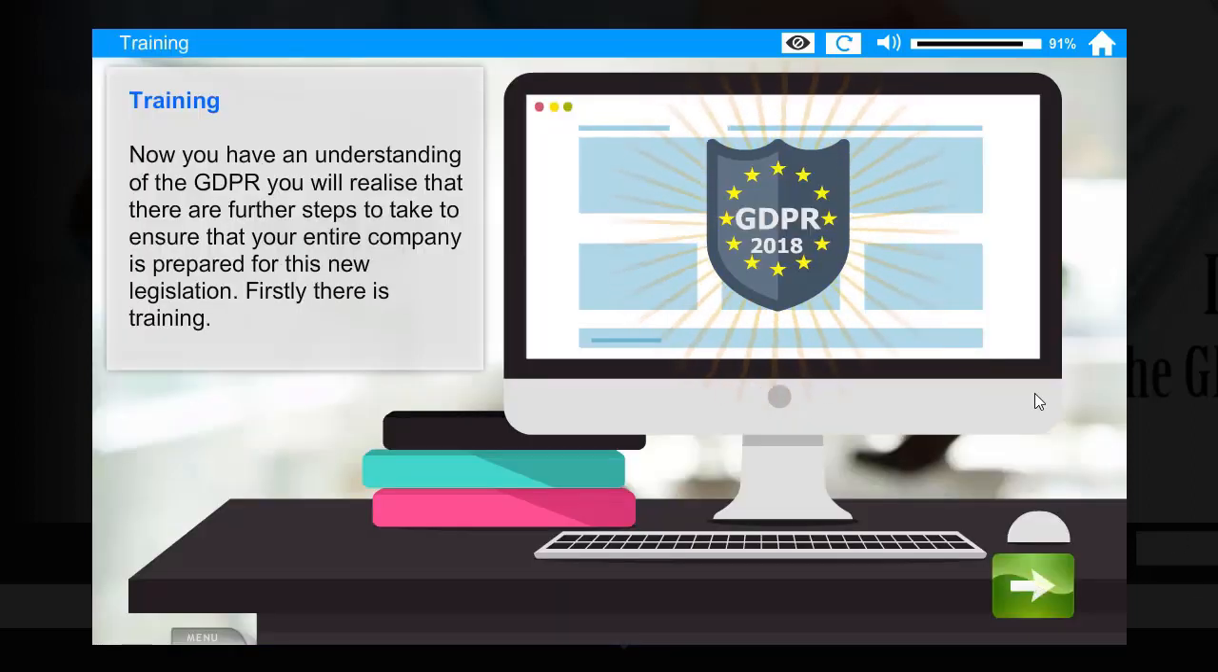Now you have an understanding of the GDPR, you'll realise that there are further steps to take to ensure that your entire company is prepared for this new legislation. Firstly, there is training.